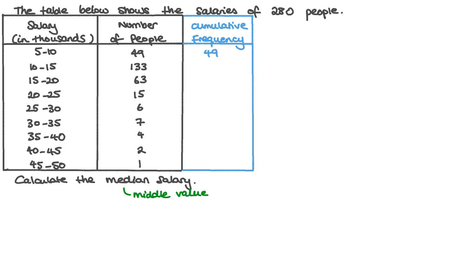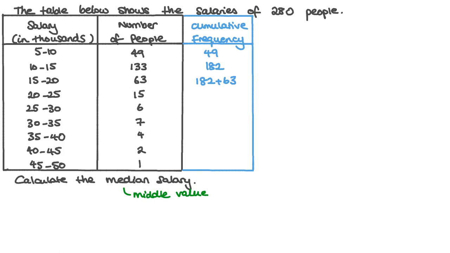The first value in this column is 49. There are 49 people who earn up to 10,000. To find the second value, we'll add the next frequency, which is 133, to 49. That's 182 people who earn up to 15,000.